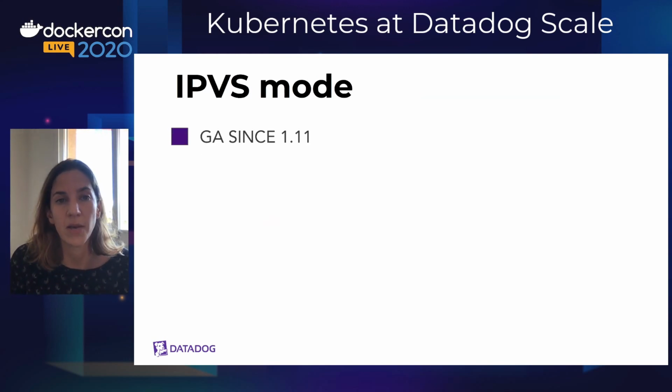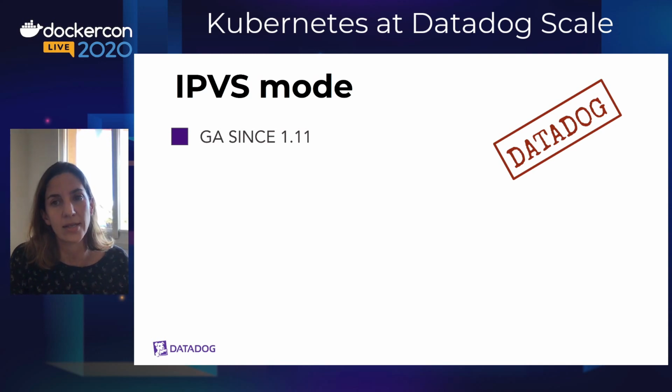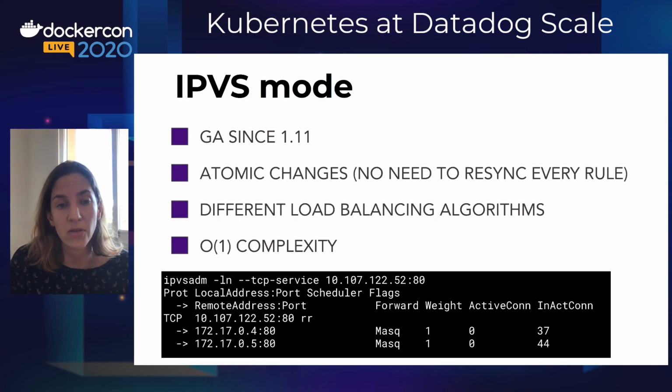So here comes IPVS mode, which is a different mode to run kube-proxy. It's been GA since 1.11. This is where Datadog is running, and it has very many benefits. It has atomic changes, so you don't have to resync every rule every time there is a change. It has different load balancing algorithms, so it's not random if you don't want to. You can use least connection, for example, or other algorithms. And the complexity is O(1), so no matter how big it is, it's always going to be fast.